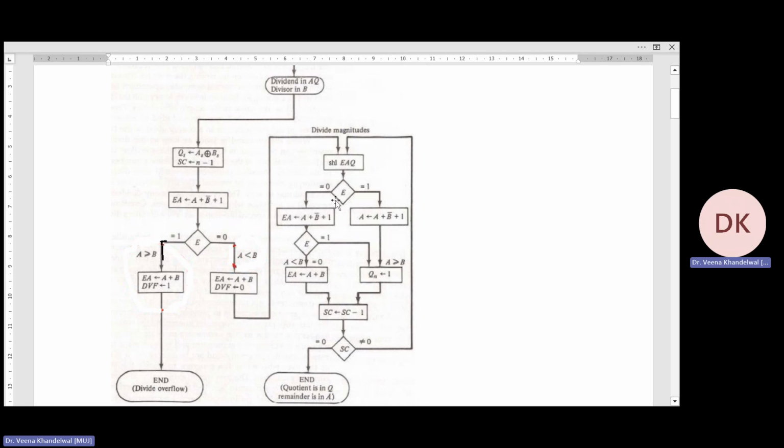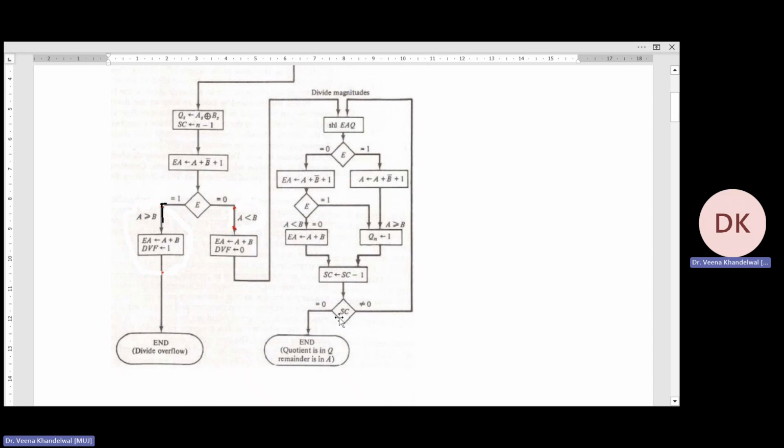But if after performing shift left and then performing A plus B complement plus 1, the value of E is 0, then this shows that A is less than B. And in that case, we simply add A and B and we do not make any changes to the Qn, the last bit of Q, and then we decrement the sequence counter. If the value of sequence counter is not equal to 0, we once again repeat this cycle again and again until the value of sequence counter becomes 0.